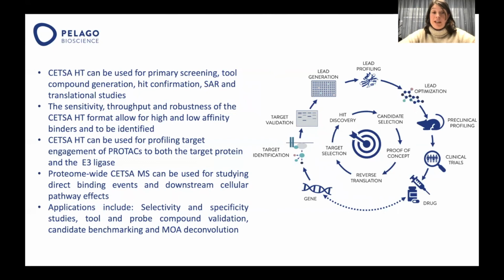We have also shown that it can be used for profiling the target engagement of PROTACs, and that is by both assessing the target engagement of the target protein as well as the E3 ligase. The CETSA MS format can be used for studying both direct binding as well as pathway and downstream cellular pathway effects. And the applications range from selectivity and specificity studies, as well as assessing the mode of action and target deconvolution. And you can also use it for tool and probe compound validation.